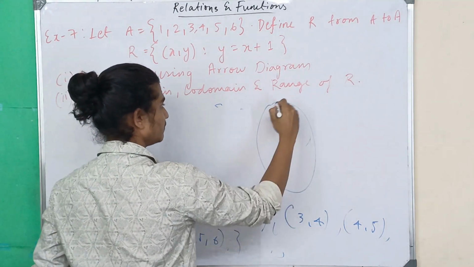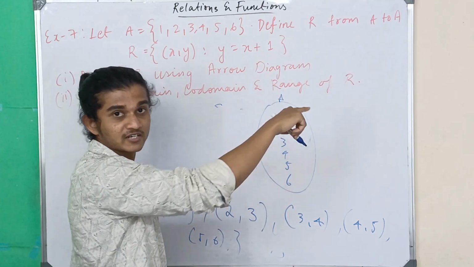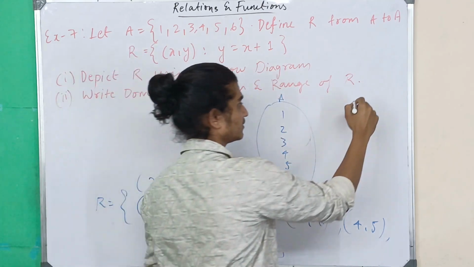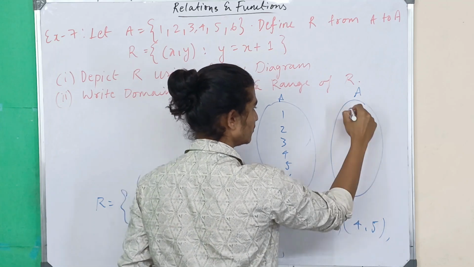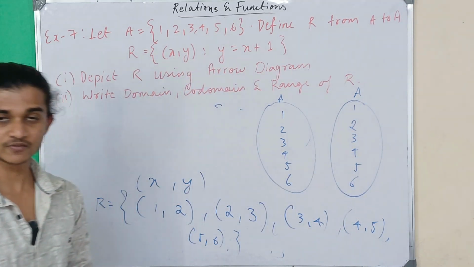So this is our A equal to 1 2 3 4 5 6. Since we're trying to find the relation from A to A, the second set is also going to be our A itself, so 1 2 3 4 5 6. Now we are supposed to match.